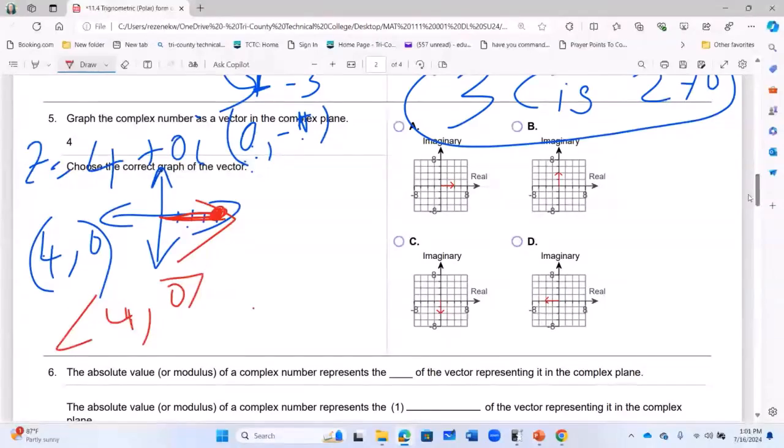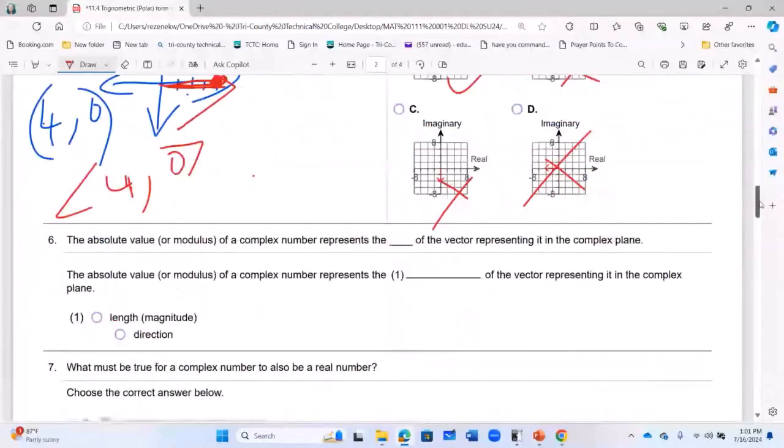Let's move faster. I don't know if you have any question. So the answer will better be this. It cannot be this. It cannot be this. It cannot be this. All right. Okay, let's go to the other one.